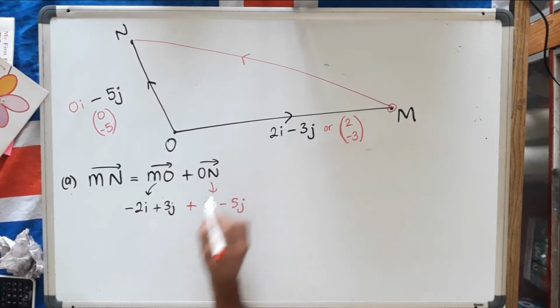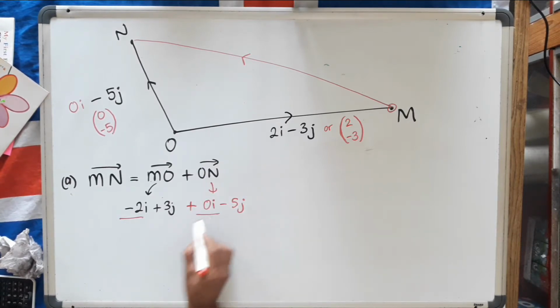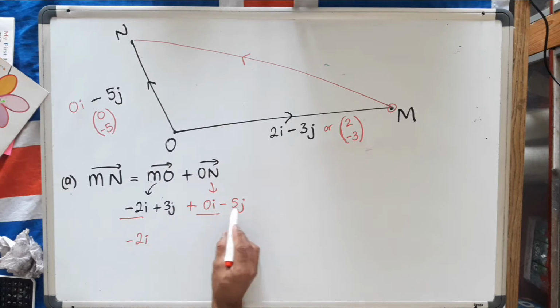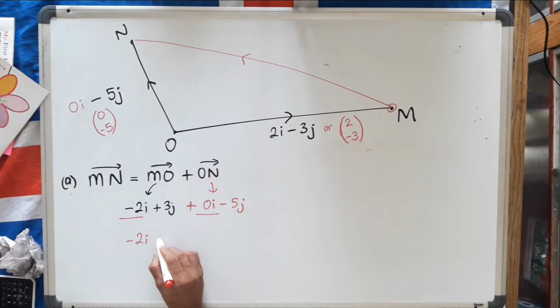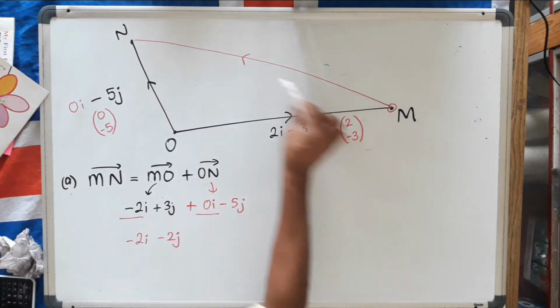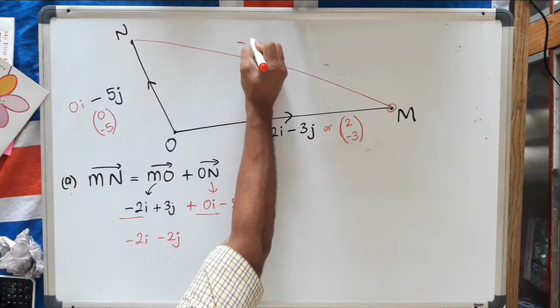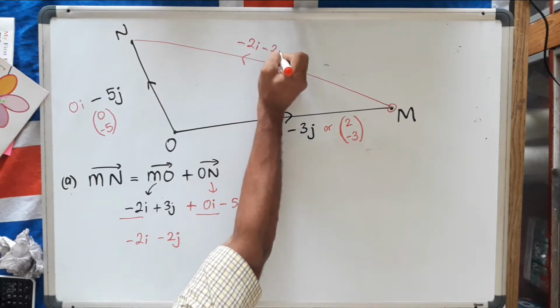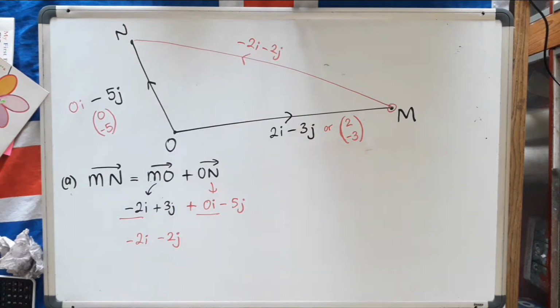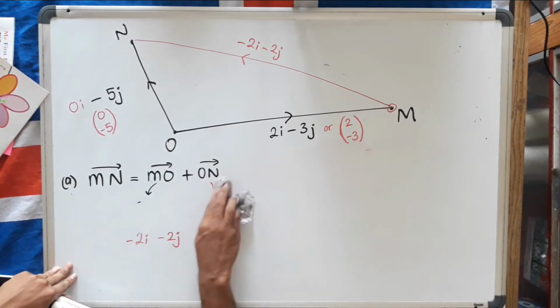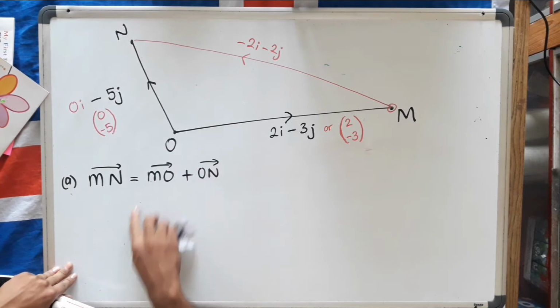Let's add up all the i's and all the j's. Minus 2 plus 0 is minus 2i, and 3j minus 5j is minus 2j. So the value from M to N, I draw it in, I put my arrow and everything to indicate the direction, is minus 2i minus 2j.